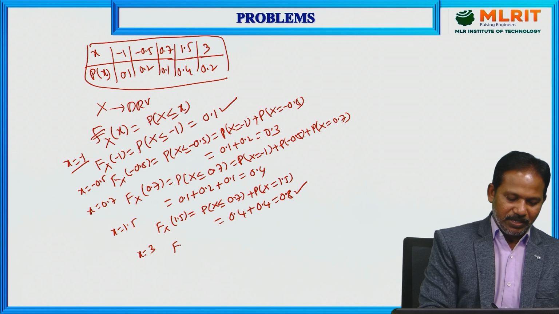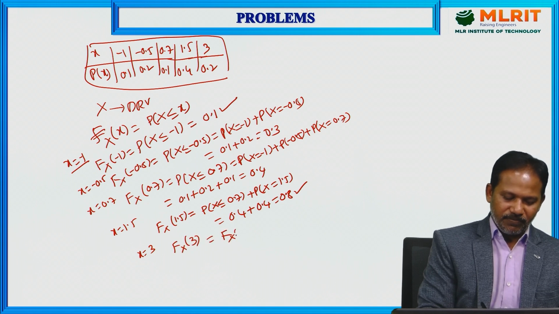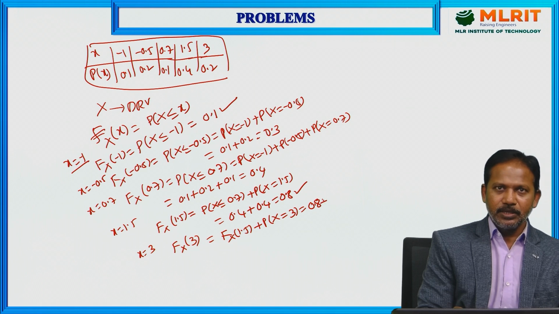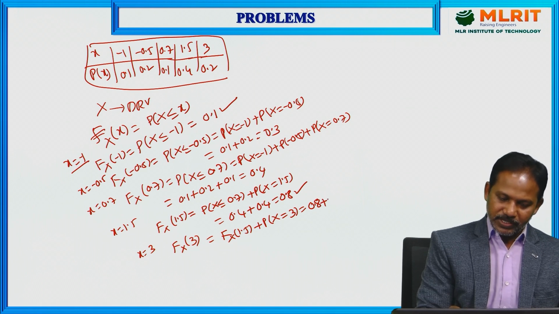Next, I need to find the probability distribution function at 3. Capital Fx of 3 equal to the previous value, that is capital Fx of 1.5, plus p of x equal to 3. Fx of 1.5 is 0.8 plus this value 0.2, so the total answer is 1.